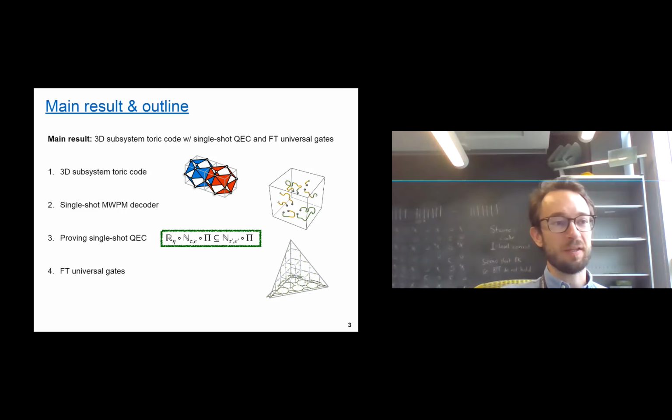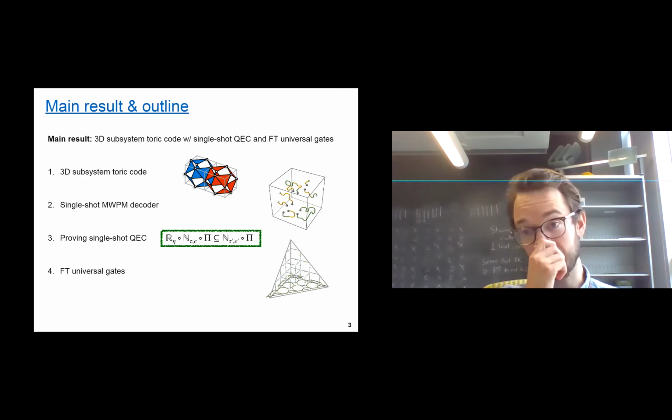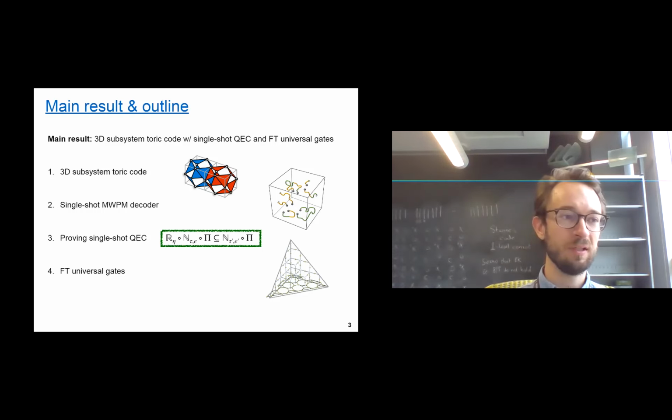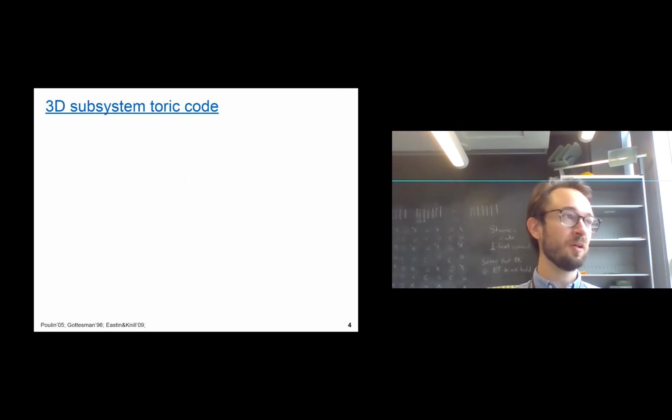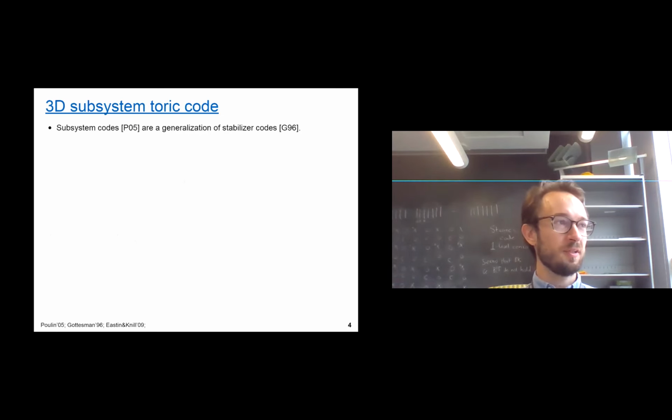So I can point to that, and that's talking about how to do universal gates with this subsystem toric code. There's actually a few options of how to do that, but this particular realization is sort of based on the tetrahedral color code, I would say. That's how I understand it. Okay, so let's just get into it.